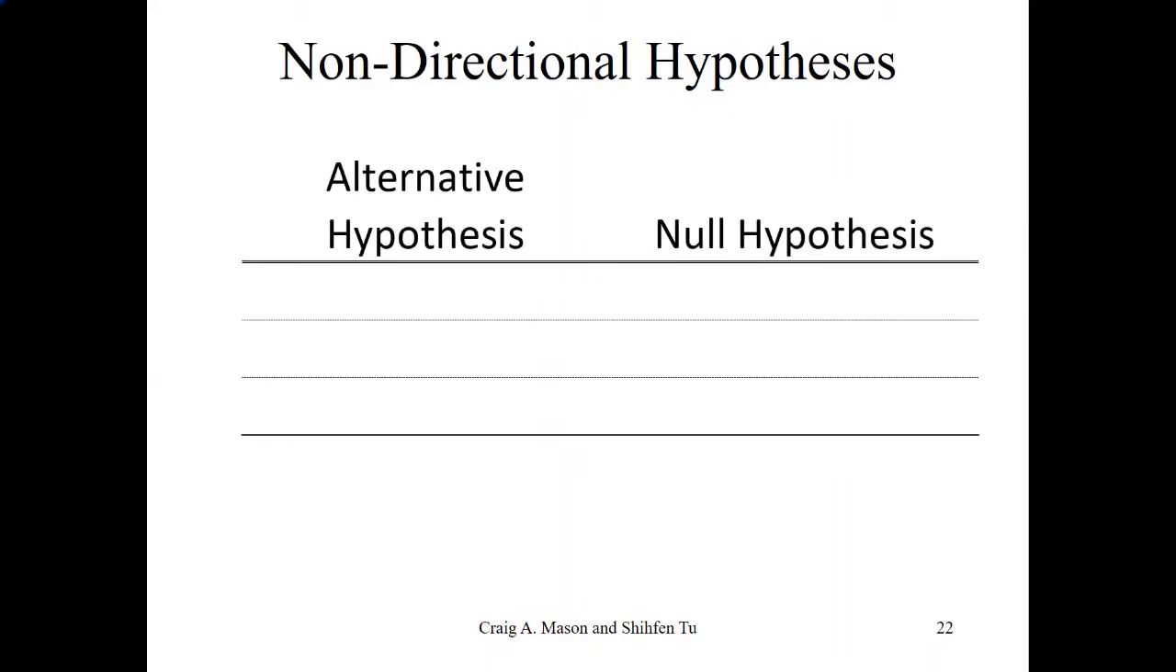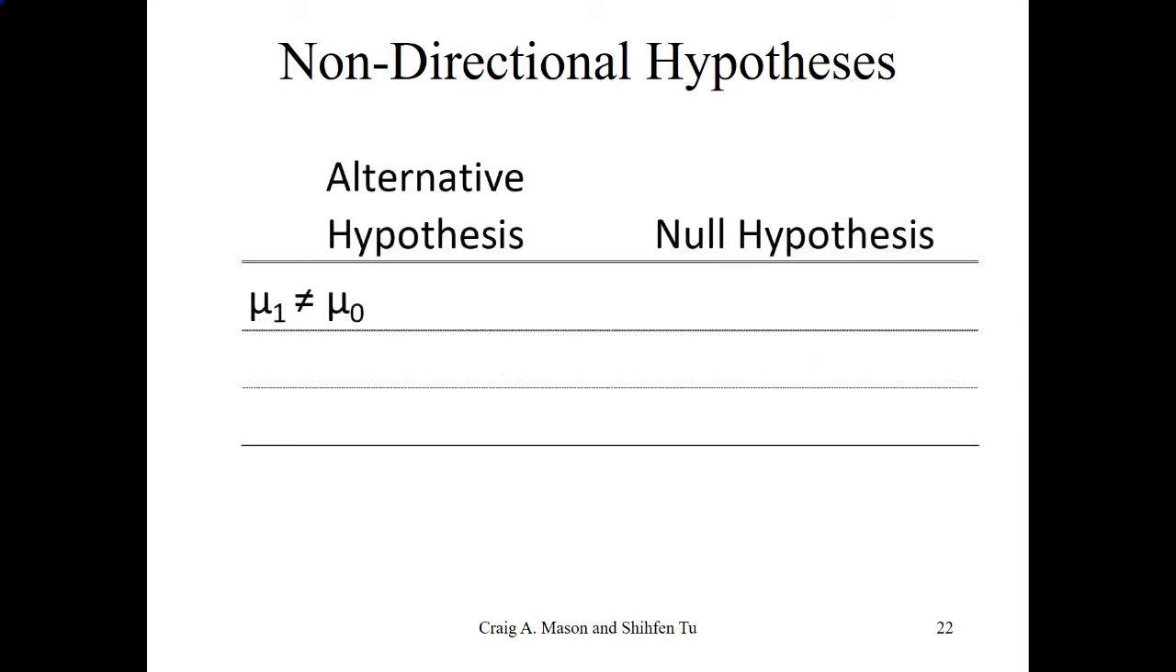Now, there are also non-directional or two-tailed hypotheses. Continuing with our example, we might propose that the mean SAT score for students receiving the intervention is different than 500. Maybe it's higher, maybe it's lower. I'm interested in either possibility. Mathematically, we can write the non-directional alternative hypothesis as mu1 is not equal to mu0. Again, it can be higher, it can be lower. I want to know either way.